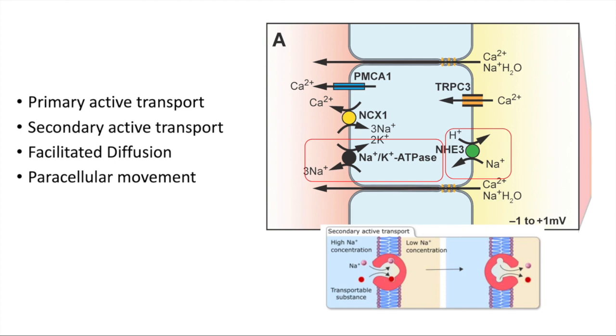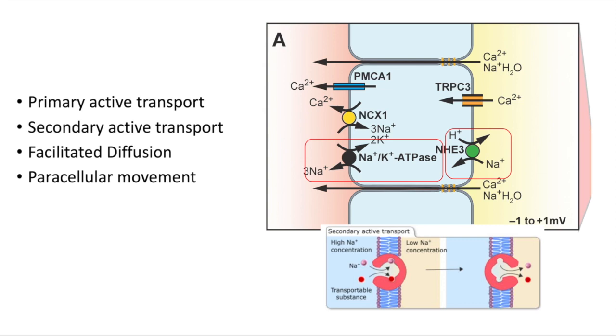So the proximal convoluted tubule involves primary and secondary active transport, facilitated diffusion, and paracellular movement. Primary active transport involves the sodium-potassium ATPase on the basal membrane and the sodium-hydrogen exchanger on the apical membrane. Secondary active transport uses the ionic gradient created by the ATPase to release energy and allow transport of other solutes. This is therefore indirectly linked to ATP breakdown. The most important ionic gradient is sodium. It happens with glucose reabsorption with sodium.